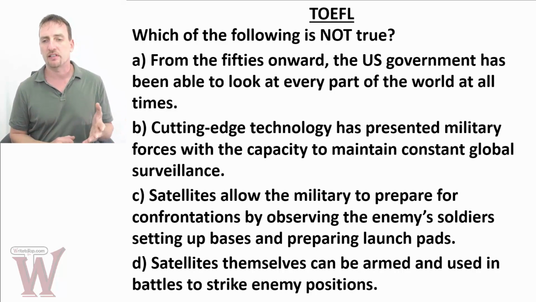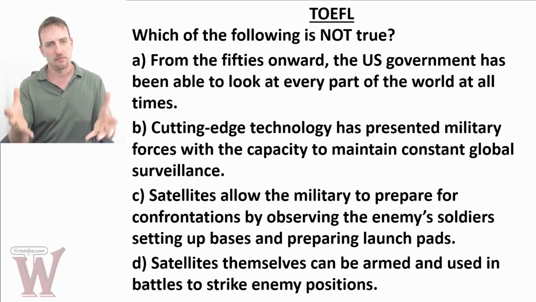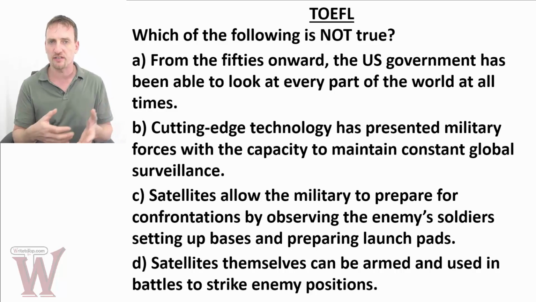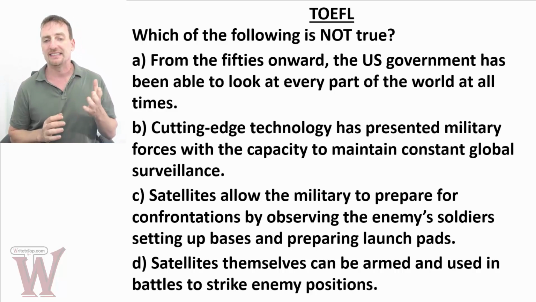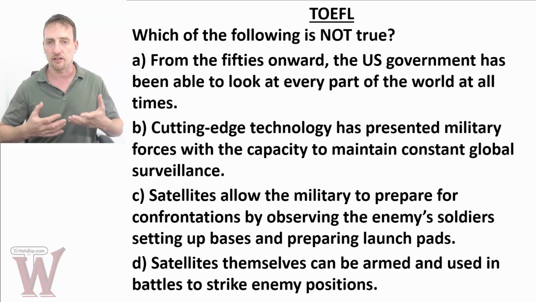Satellites allow the military to prepare for confrontations by observing the enemy soldiers, setting up bases, and preparing launch pads. So they can prepare for and assess military movements, missile launch preparations, troop movements. Troops, soldiers. So C is true. Satellites themselves can be armed, weaponized, and used in battles to strike enemy positions, ground targets. B, C, and D are true.